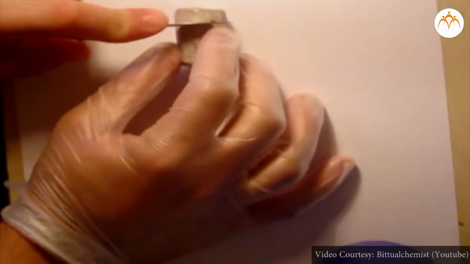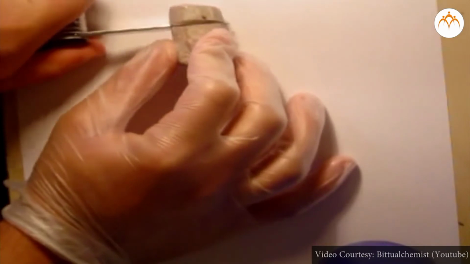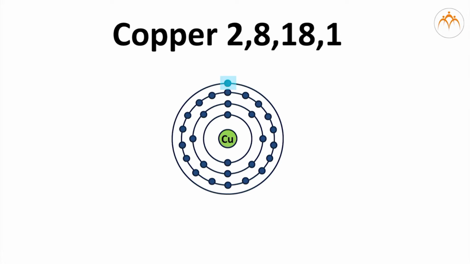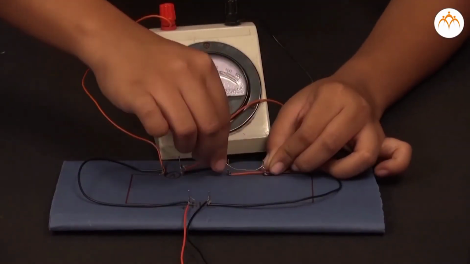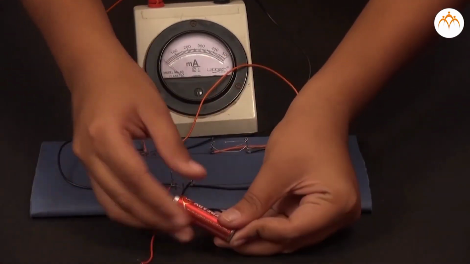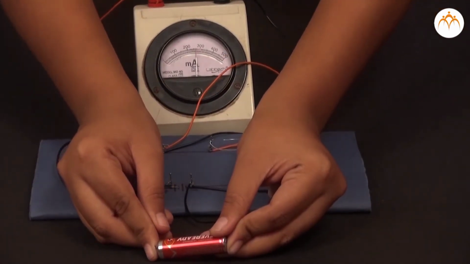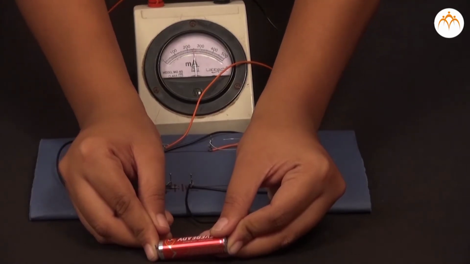Fifth, hardness. All metals are hard except sodium, potassium, lithium from group 1, which can be cut with a knife. Sixth, valency. Metals typically have 1 to 3 valence electrons in their outermost shell of the atom. Seventh, conduction. Because of the free electrons present in the metals, metals are good conductors of heat and electricity. Silver and copper are the best conductors of heat and electricity.